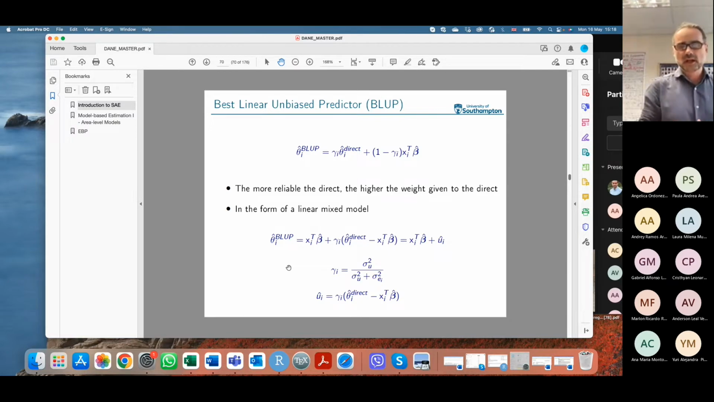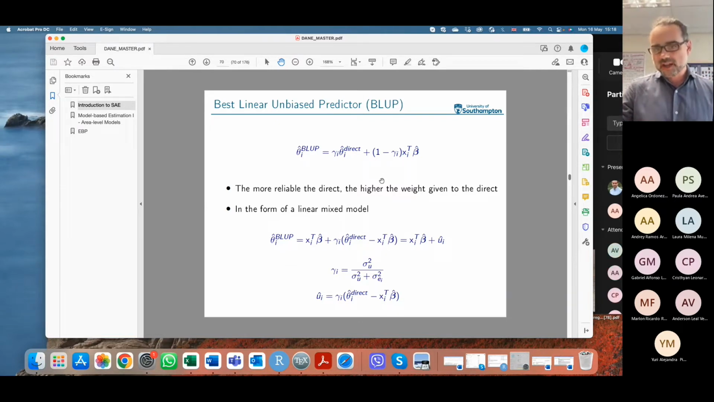If, on the other hand, your direct estimates are not very reliable, then gamma I will be small, 1 minus gamma I will be bigger, and then the second part, which relies more on data from all areas and on the regression coefficient beta hat, will be given a higher weight.